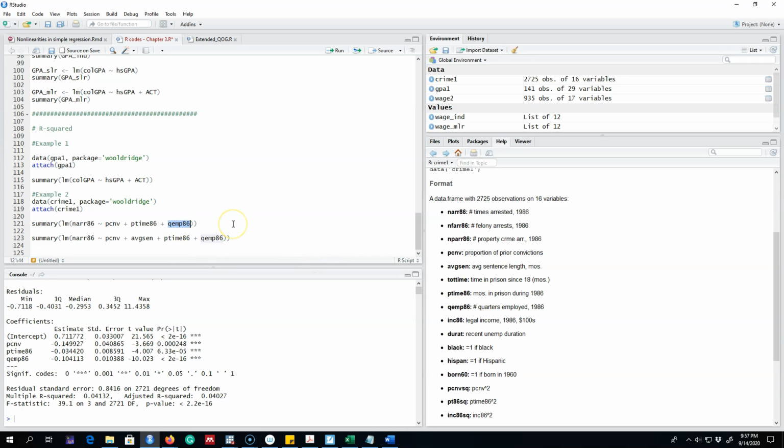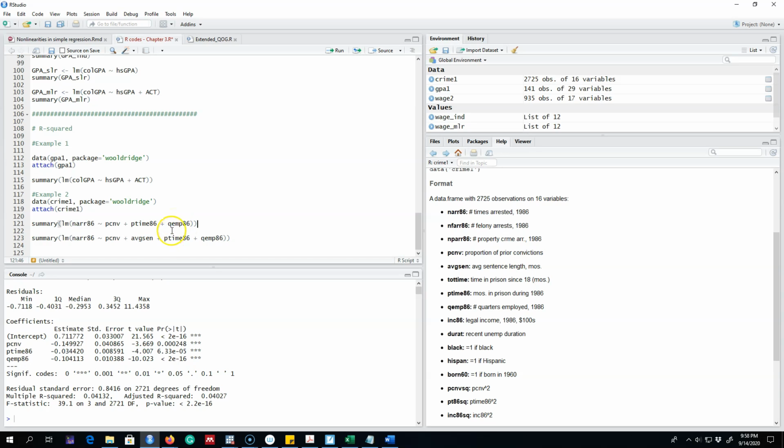And the Q employment variable shows the number of quarters during which the man was employed in 1986. This shows the income from legal employment, which means if somebody was employed legally, the probability of that person's arrest will decrease. And then our fourth variable is the average sentence, which is the average sentence somebody got in a previous conviction.